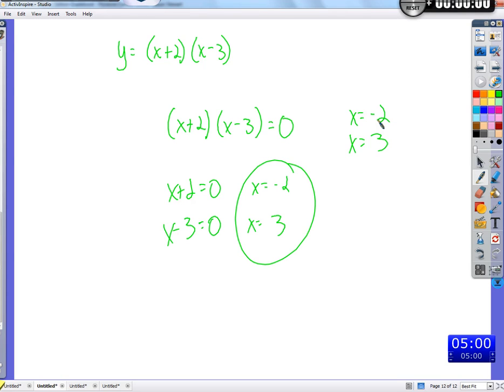And those are the numbers that would work. Negative 2 and 3 clearly are the ones that would work. So on the graph, at x equals negative 2, we have an x-intercept. And at positive 3, we have an x-intercept. Okay. Those are 2 points on the parabola.